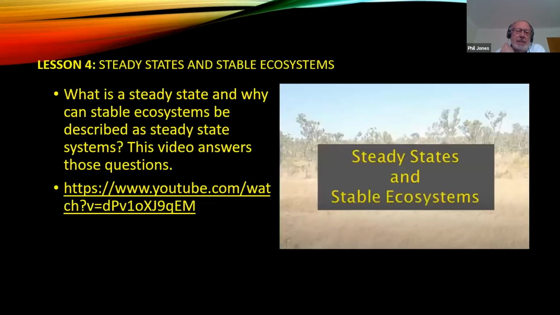The next lesson actually focuses on the steady state as such, because I was a bit surprised that quite a number of people haven't ever heard of a steady state, what it is, and I use stable ecosystems as a model to help explain it. And I think that that's a way in which the students can, in fact, follow what a steady state is.